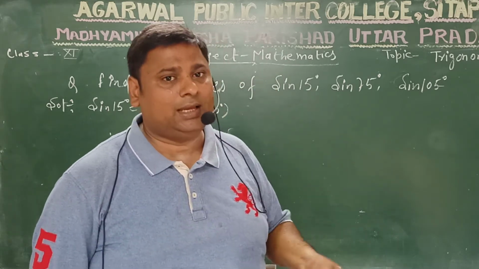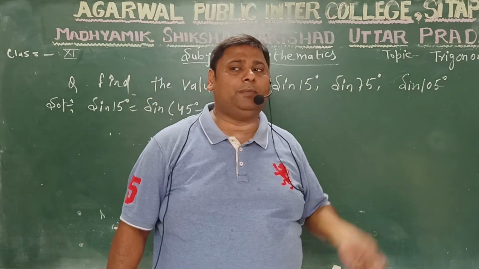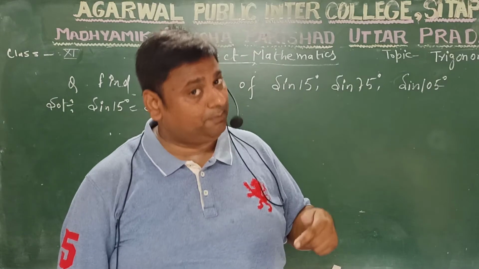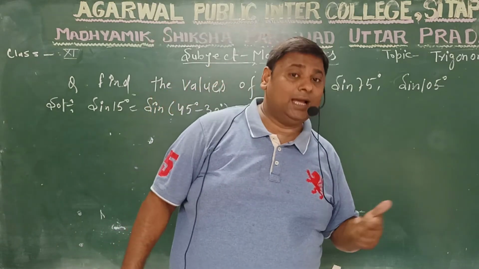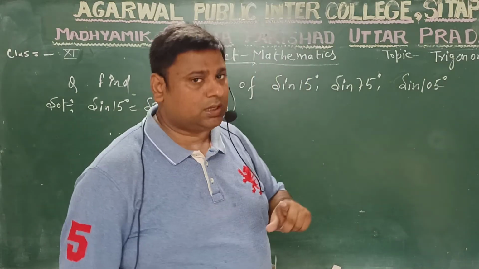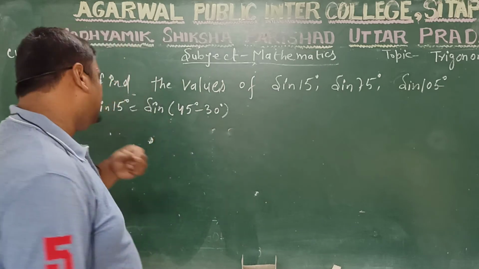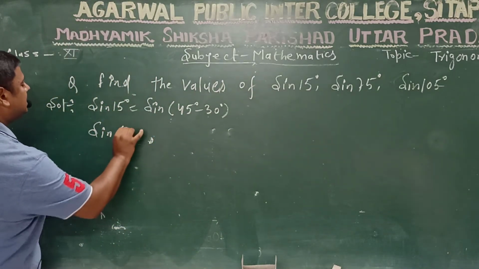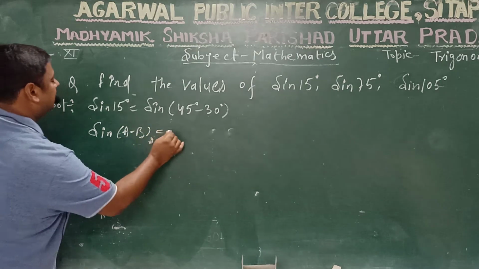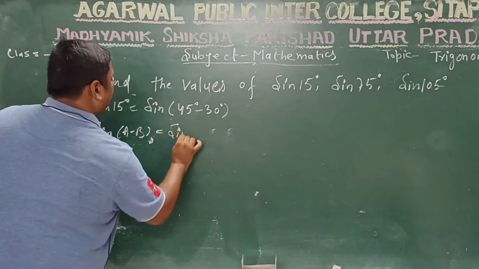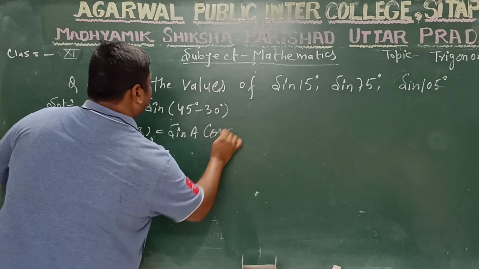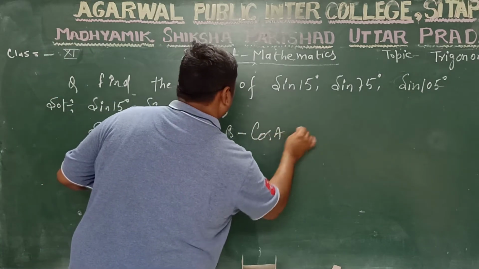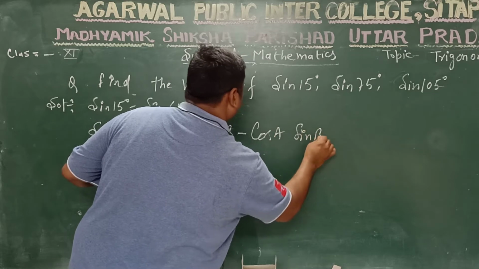You are not using any complementary and supplementary formulas of either 180 minus theta, 180 plus theta, 90 plus theta or 90 minus theta. Okay, my dear students, so let's start using the formula here: sin A minus B is sin A cos B minus cos A sin B.